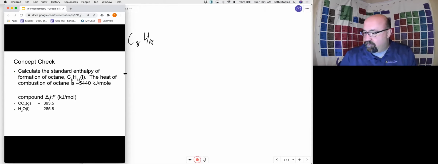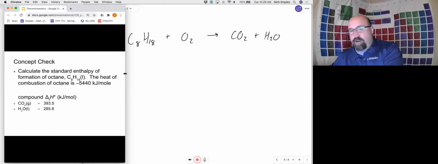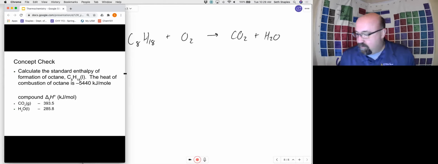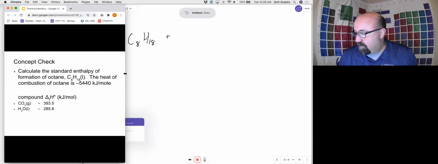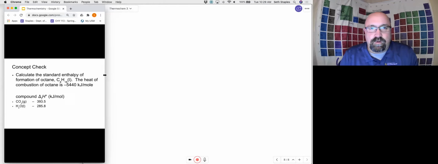So C8H18. We're looking for the combustion of this compound. Remember, combustion reactions will always involve oxygen. And the products of all combustion reactions of hydrocarbons are always CO2 plus H2O. I'm sorry, I didn't leave myself enough room here. So let me actually rewrite this whole thing, making sure that I am leaving myself enough space. Shrink this down a little bit more.